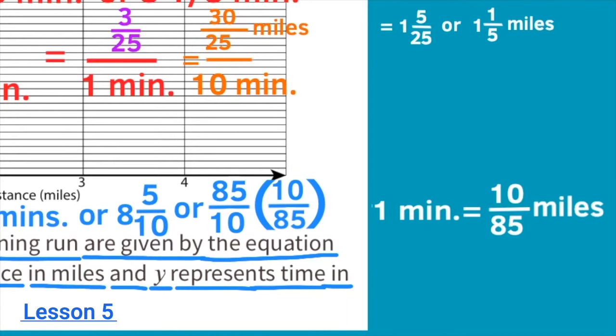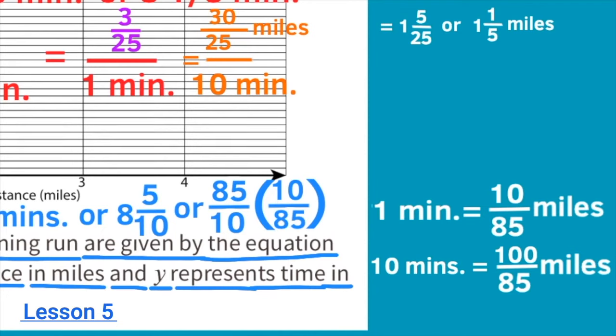So that's 1 minute. We need to multiply that by 10 to make it 10 minutes. And 10/85 miles times 10 equals 100/85 miles. So how far is 100/85 miles? 85 goes into 100 once with 15 left over. So it's 1 15/85 miles, which is approximately 1.18 miles. In 10 minutes, Tyler can run 1.2 miles, and in 10 minutes, Elena can run 1.18 miles. Tyler ran farther, and he ran 0.02 miles farther.